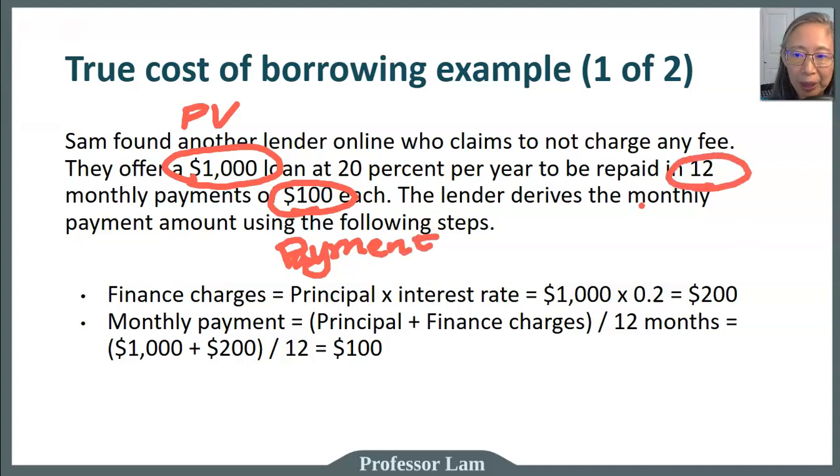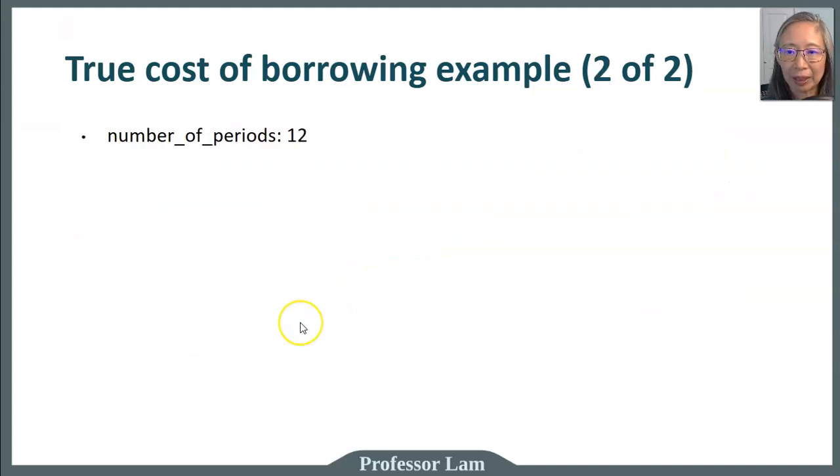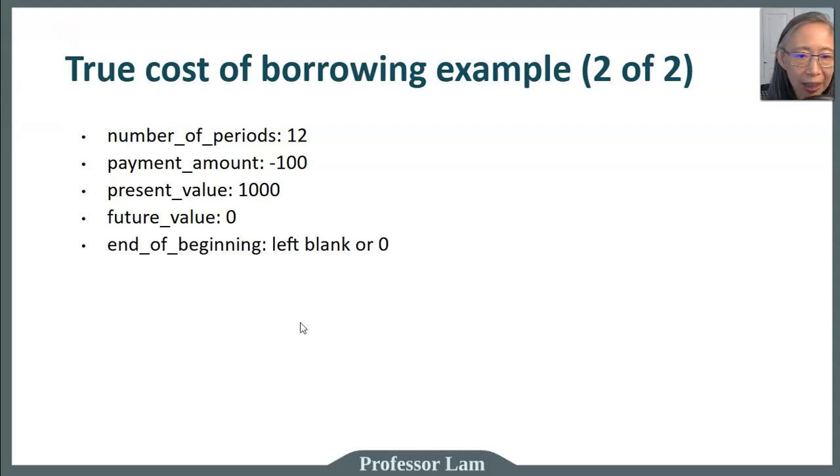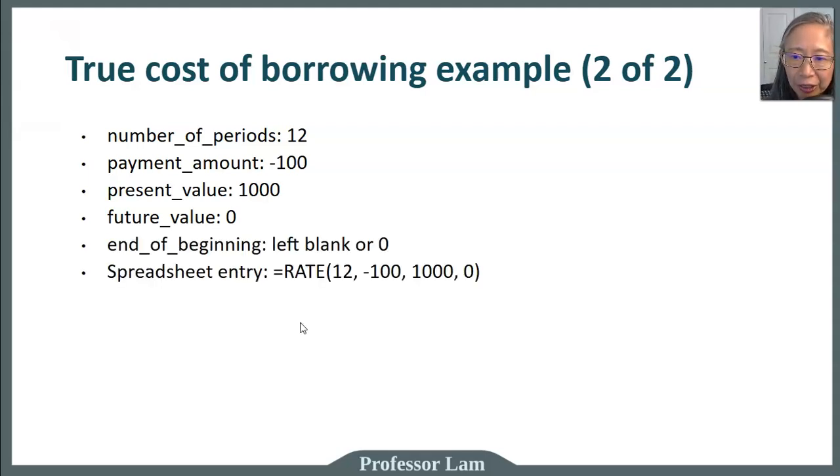You have to make 12 payments. The number of periods is 12. The payment amount is $100 per month. We'll make that negative. That's money that they have to pay out. Present value is $1,000. That's the value of the loan. Future value is 0 because they will fully pay off the loan. And we can use the rate function that we saw earlier to compute this problem.